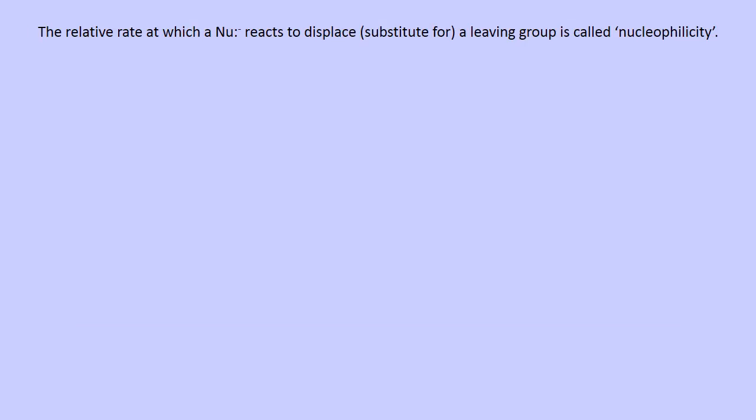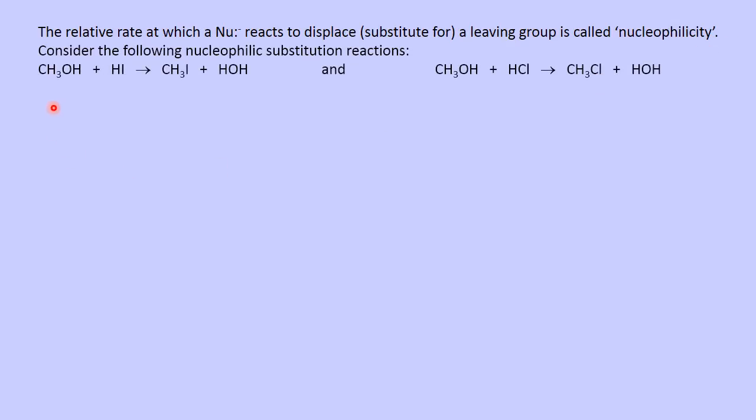The relative rate at which a nucleophile reacts to displace or substitute for a leaving group is called nucleophilicity, so it's rate related. Consider the following nucleophilic substitution reactions. Here we have methanol reacting with hydrogen iodide, producing methyl iodide and water. So in this reaction, iodide displaces water from methanol and produces methyl iodide. Compare, if you would, methanol again. This time you're reacting with hydrogen chloride. Chloride is the nucleophile, displacing the hydroxyl group and producing water and methyl chloride.